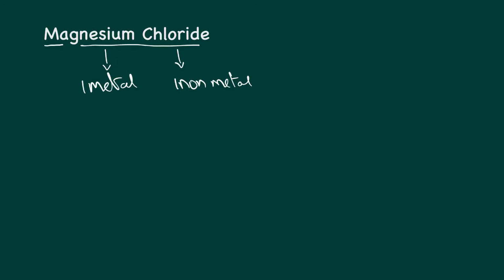How do we know that it's only one part non-metal? See what it ends with. It ends with "ide," which means that there's only one of each kind. Now, let's figure out the formula.